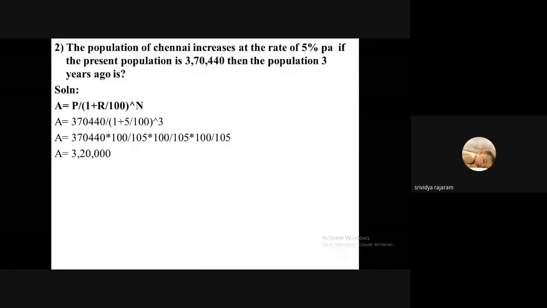So A is equal to, P is given as 3,70,440. So that is P, and 1 plus 5, R is given as 5%. So 5 divided by 100, the whole power 3. So on simplifying that, we are getting the value of A as 3,20,000. So here with this, you got an idea where to use which formula out of the 4 formulas?